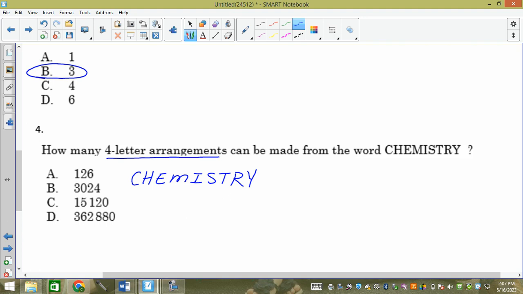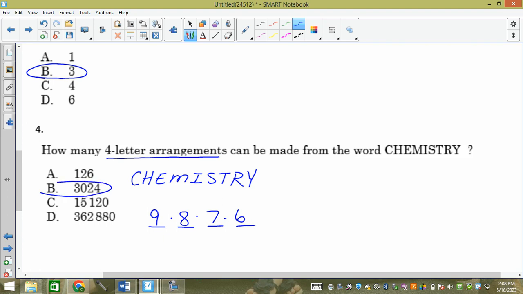So how many letters are there in chemistry? 1 C, 1 H, 1 E, M-I-S-T-R-Y. So 9, right? There are 9. So if there are 9 letters in chemistry, how many letter options do I have for the first blank? 9. Then I leave one there. So how many do I have for the next one? 8. Then? 7. Then? 6. What's 9 times 8 times 7 times 6?